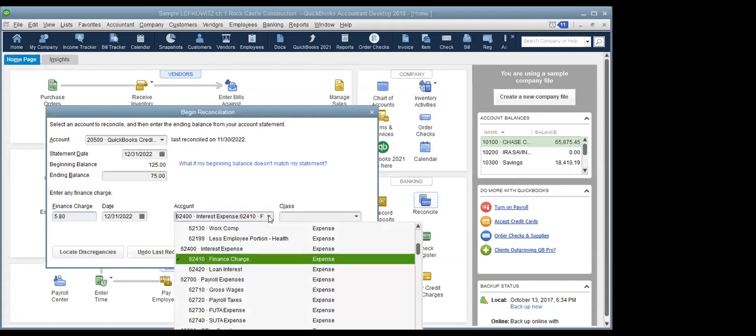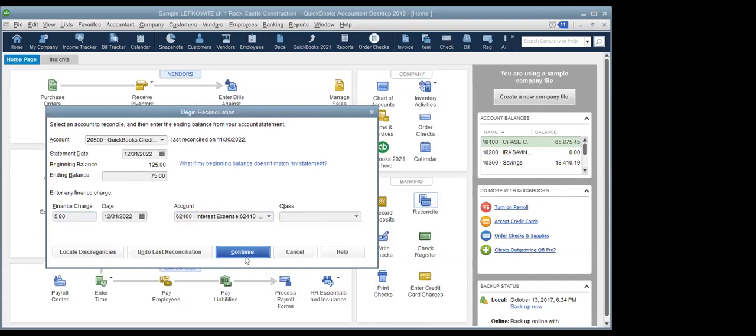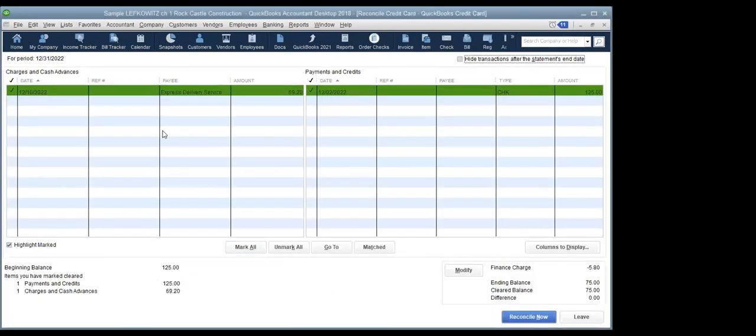I added interest expense of $5.80. Now that I continue, you'll see that it's a $75 balance and it's done. So then again, you don't have to pay it yet. You can do it later and pay it in January, but we just need the books to be accurate.